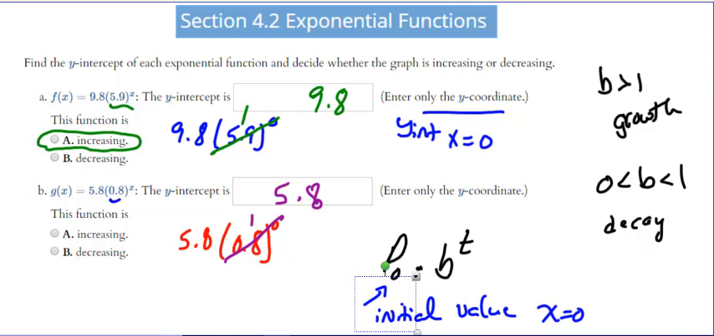The base is 0.8, and that's between 0 and 1. So therefore, this is decreasing. There are 2 more that you have to do below this one, but that gets you started.